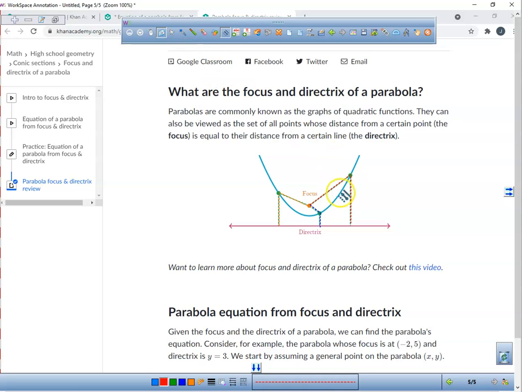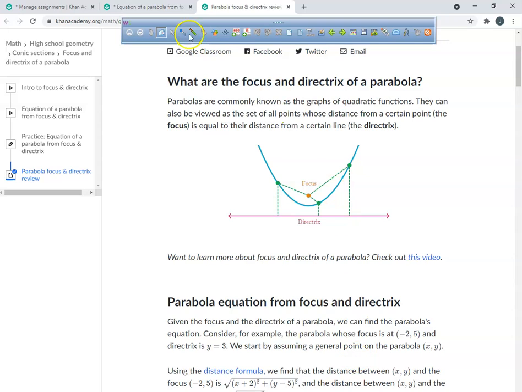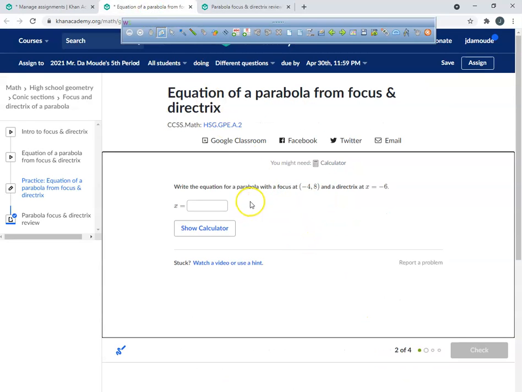All right. So understand that this distance right here will be equal to this distance right here. We're going to use those properties when we're solving for the equation for our parabola. All right, so let's go over here to our problem. It says we have a parabola with a focus at -4, 8, and a directrix at x equals -6.